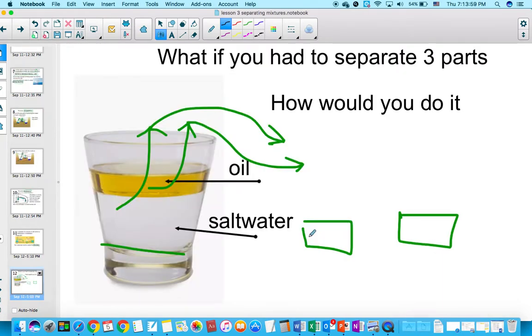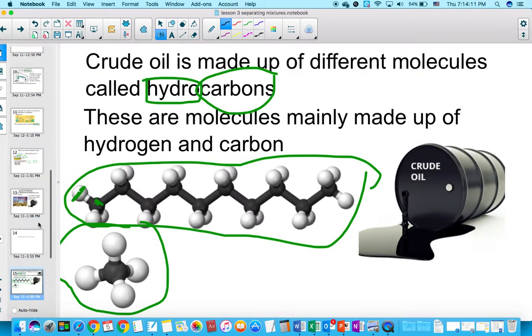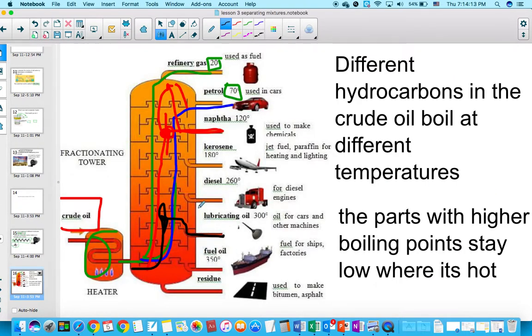You need to be able to think of ways in order to separate mixtures. You definitely need to know what fractional distillation is. Fractional distillation is the process of using different boiling points to separate mixtures, especially complex mixtures like crude oil.